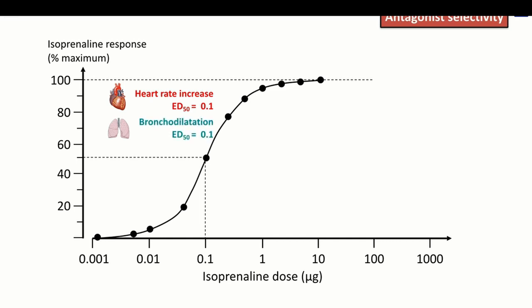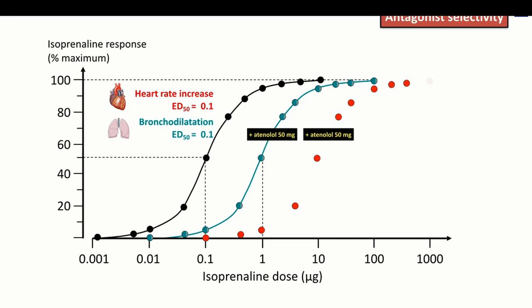For example, the non-selective beta-adrenoceptor agonist isoprenaline is equally effective at both beta-1 and beta-2 adrenoceptors and would have a similar dose-response curve for its effects on increasing heart rate and bronchodilation. Pre-treatment with a 50 mg dose of the competitive beta-adrenoceptor antagonist atenolol causes a shift in the isoprenaline dose-response curve to the right for both bronchodilation, a beta-2 mediated effect, and increased heart rate, a beta-1 mediated effect.